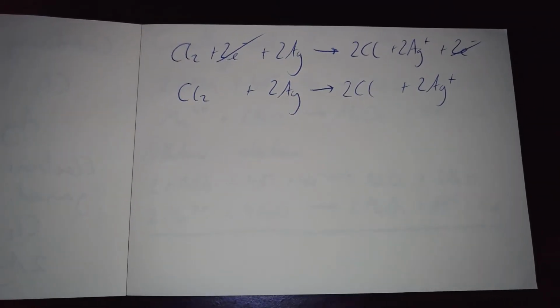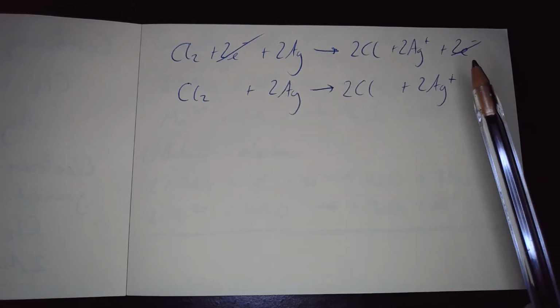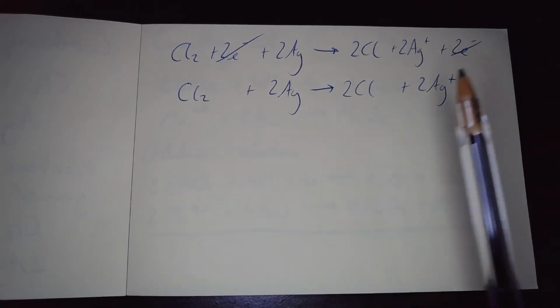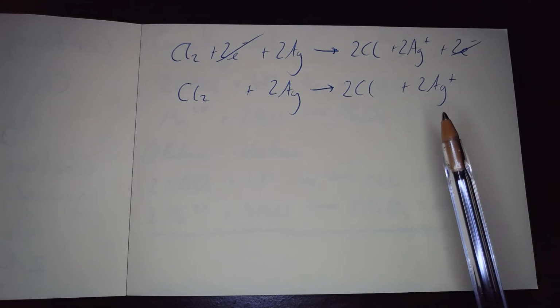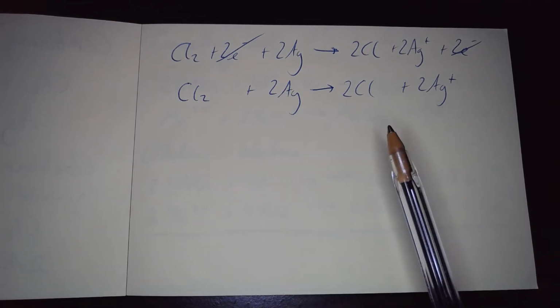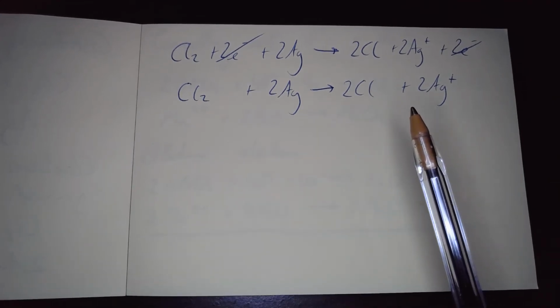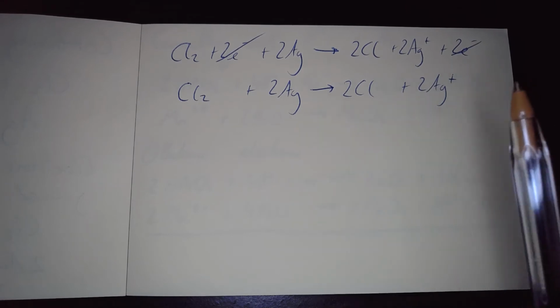Like so. You end up with 2 electrons on each side, they cancel out, and then we're left with our overall equation. So overall equations never have electrons in, because if you balance the electrons properly with two half equations, they'll cancel out.